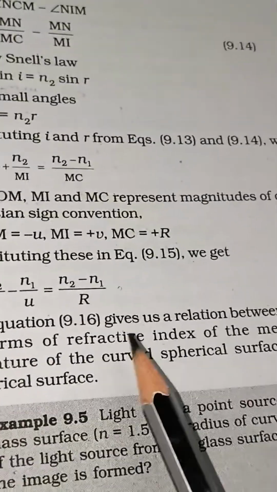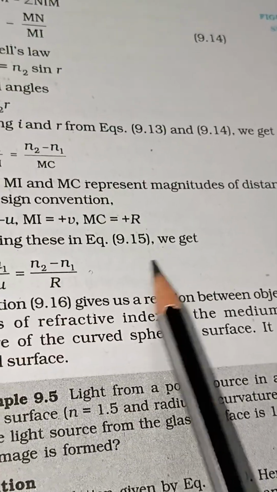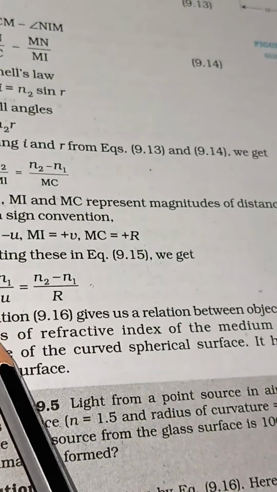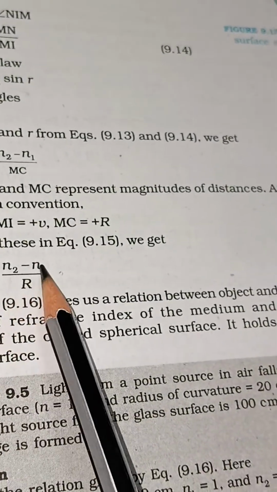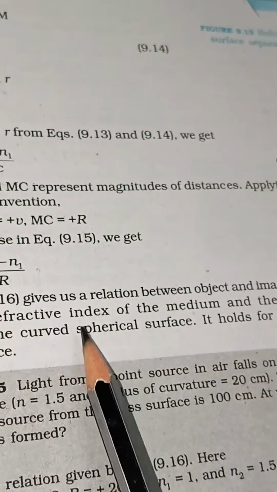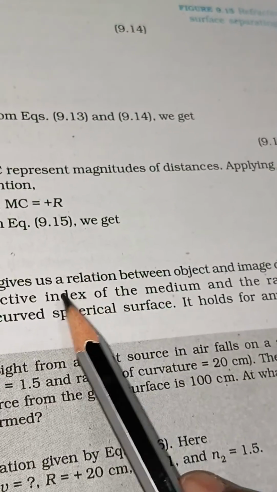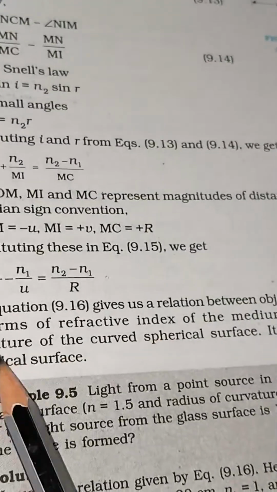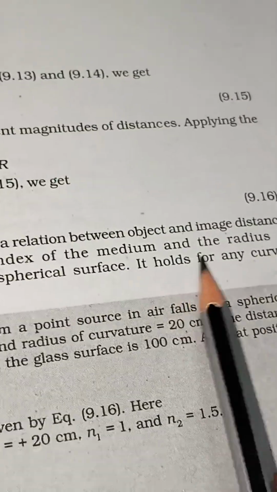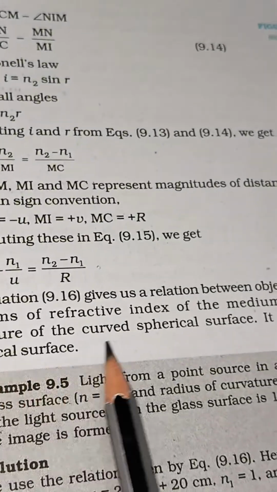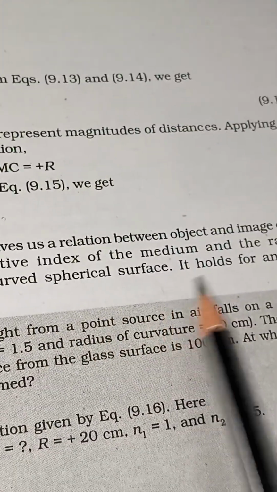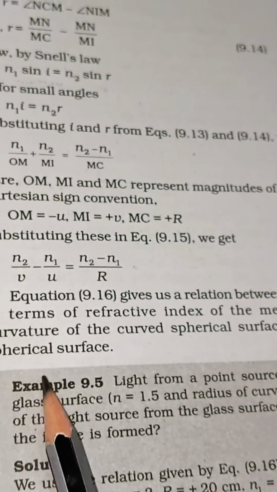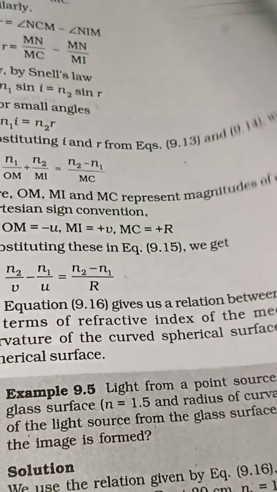Next, we substitute in equation 9.15 to get n2 upon v minus n1 upon u equal to n2 minus n1 upon R. This equation gives a relation between object and image distance in terms of the refractive indices of the media and the radius of curvature of the curved spherical surface. It holds for any spherical surface.